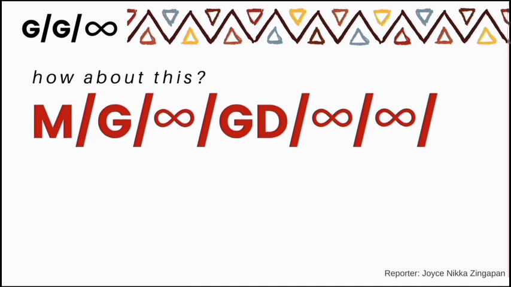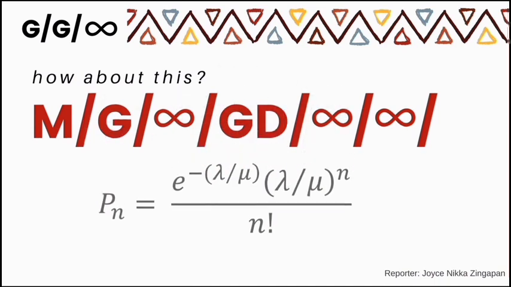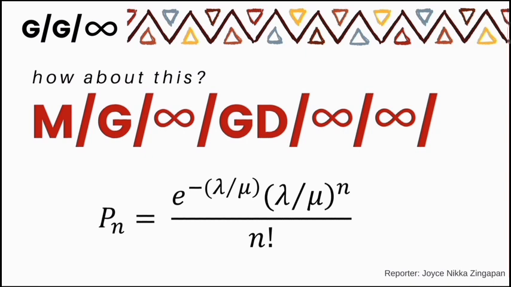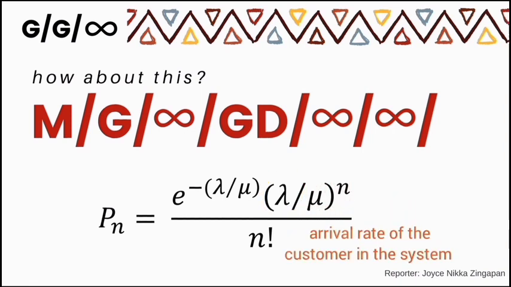And for its formula, we have the steady state probability. Let P sub n equal e to the negative λ/μ times (λ/μ) raised to n over n factorial. So P is the steady state probability in the system, n is the number of entities or customers in the system, λ is the arrival rate of the customers, and lastly μ is the service rate of the queuing system.